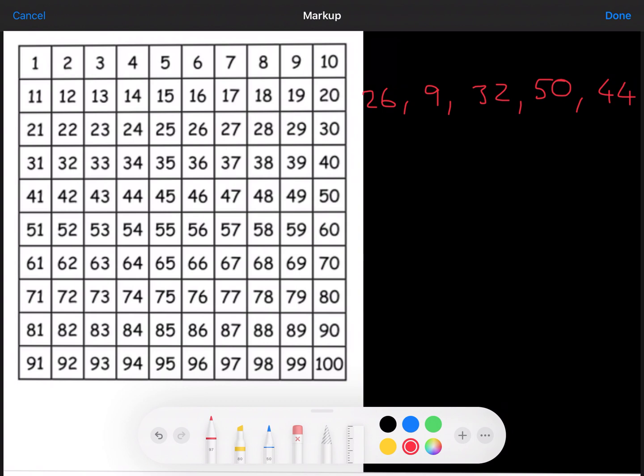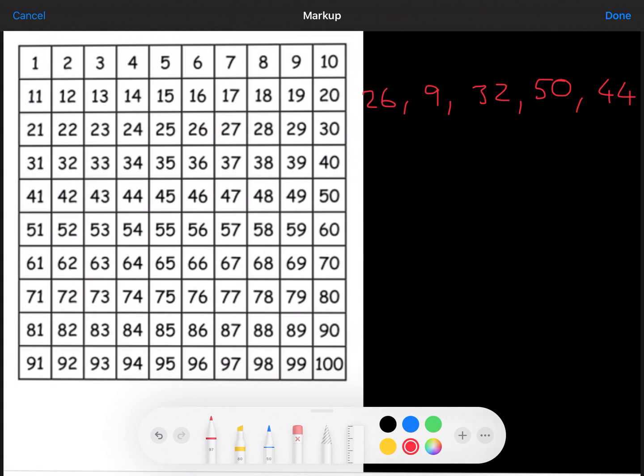So we've got a 100 square to help us, and the numbers that we're going to be using are 26, 9, 32, 50 and 44. Okay, so first thing we need to do is work out which is the smallest number, which is going to go first in our sequence. So which one would we come across when we were counting up to 50, which one would we come across first.